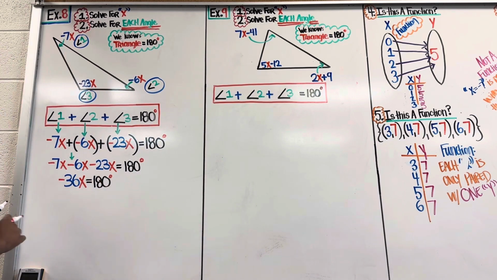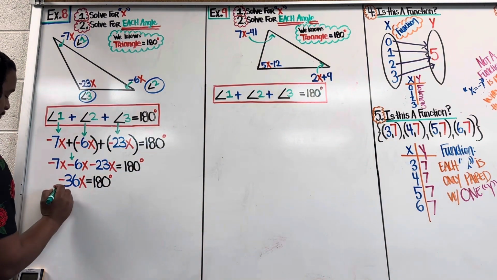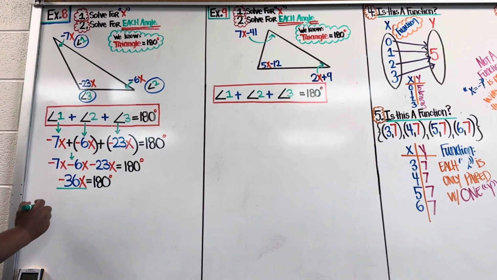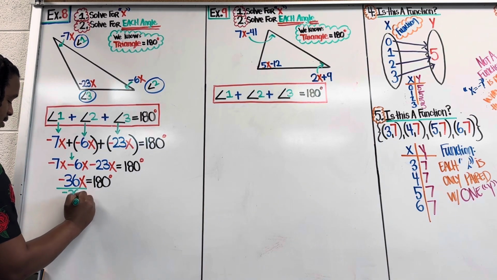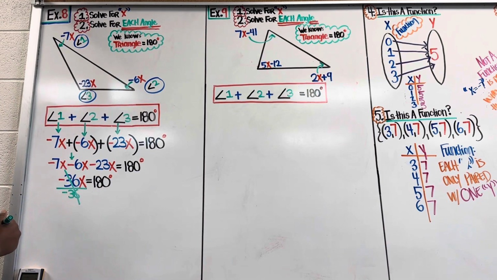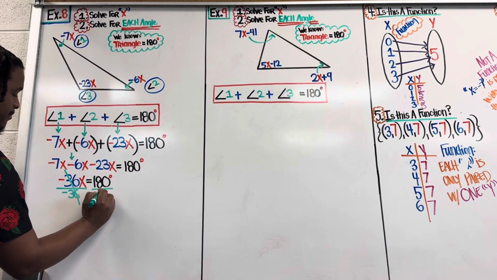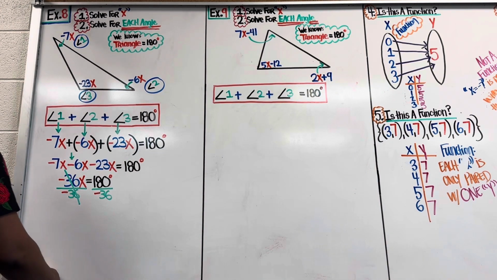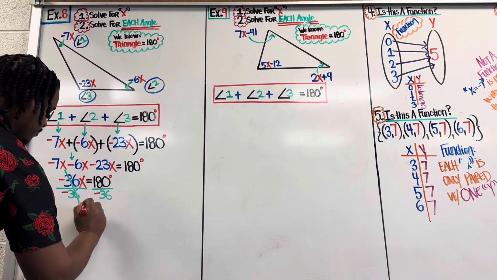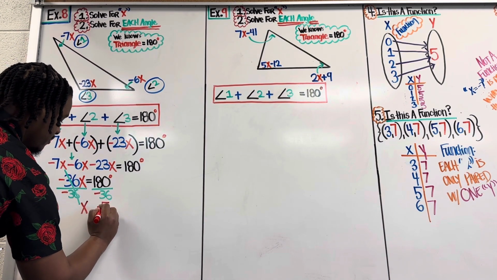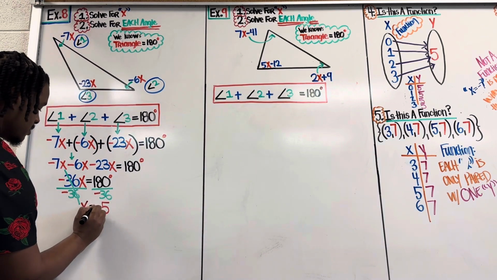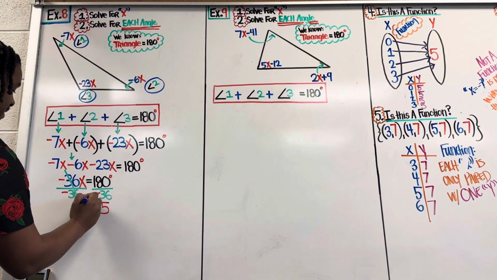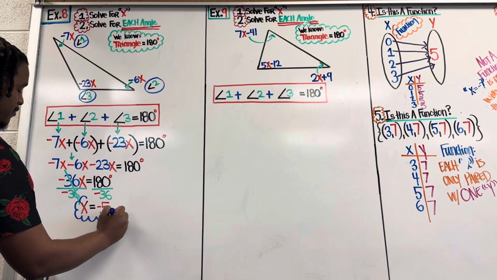Now, in order for us to find the true value of x, we've got to divide both sides by the coefficient attached to x, which is negative 36. So negative 36x divided by negative 36 is just x, and 180 divided by negative 36 is negative 5. So x equals negative 5. But remember, guys, this is not the final answer.